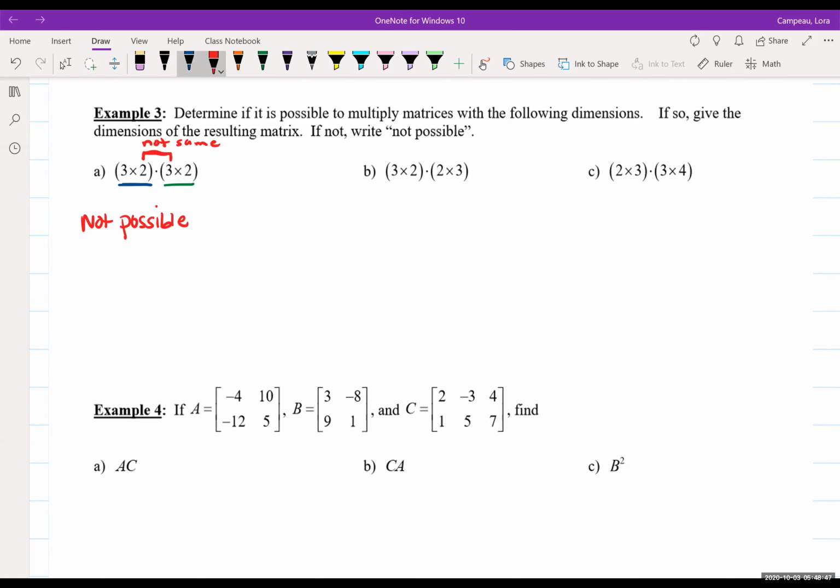If we look at this 3 by 2 multiplying by a 2 by 3, right away we see that we do have the same. And when we have the same number of columns in the first matrix and the same number of rows in the second matrix, it is possible. So the resulting matrix, the product, would be, take the leftovers, a 3 by 3 matrix.